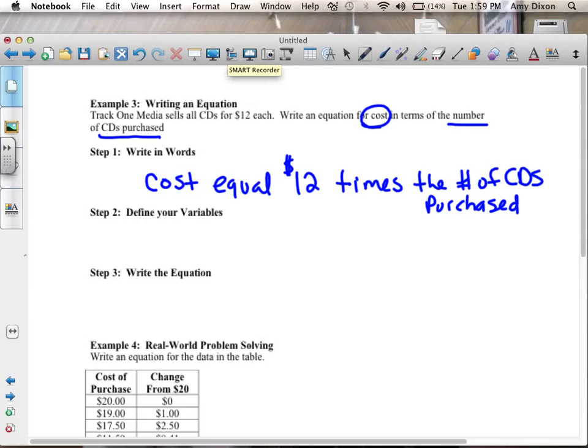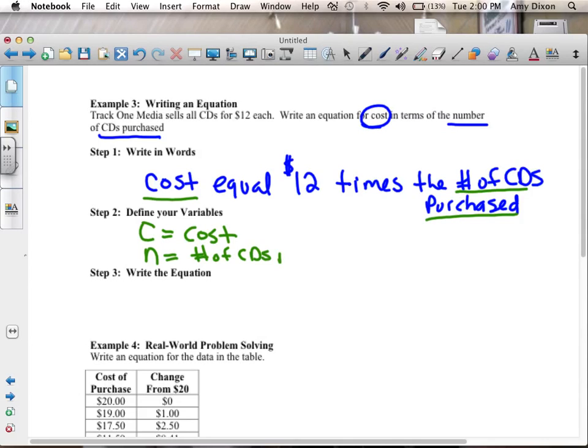Now we need to define our variables. We need to talk about the things that we don't know yet. For example, we don't know the cost, and we don't know how many CDs we purchased. Those are the things that we need to create variables for. So we'll just say C equals cost, and for the number of CDs purchased, I'm going to just call that N. You could call it any letter you want.